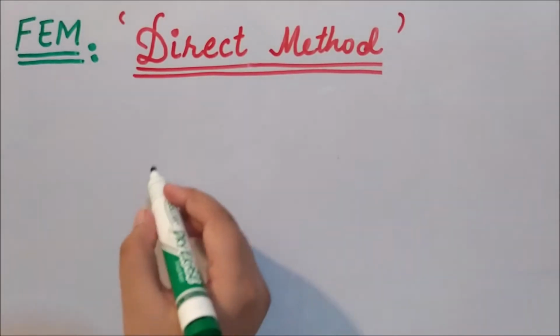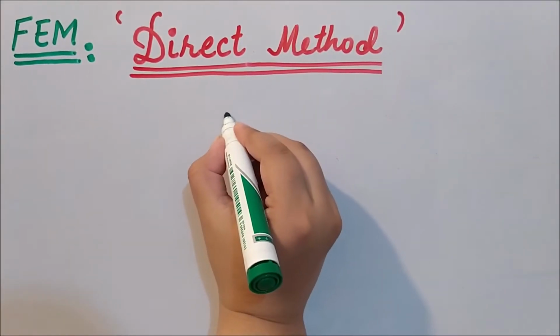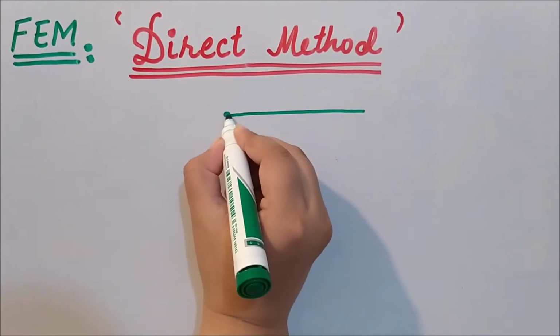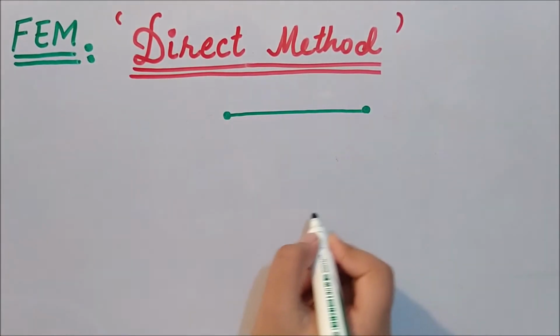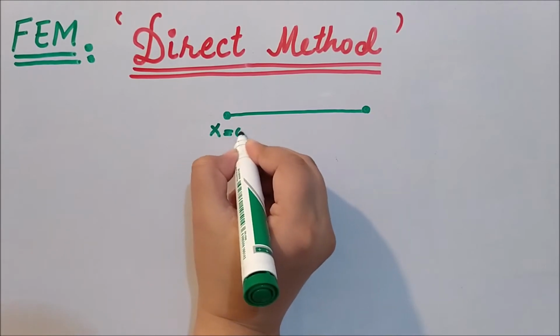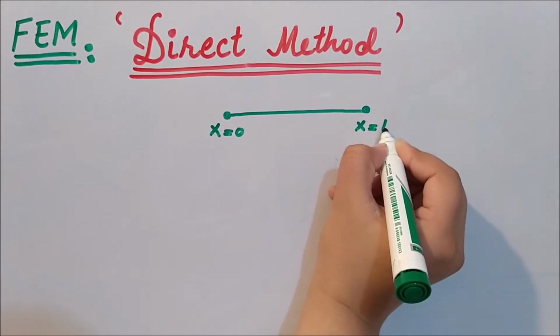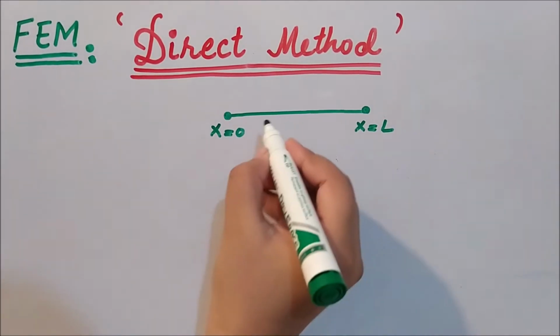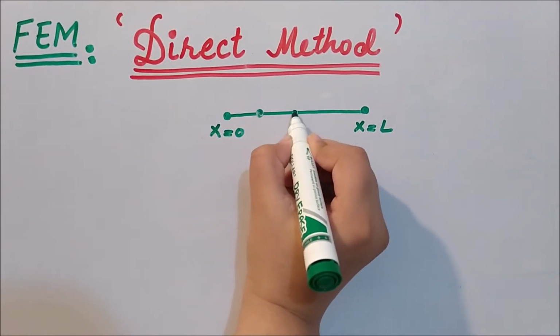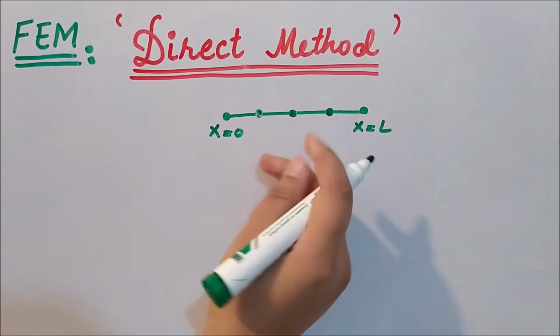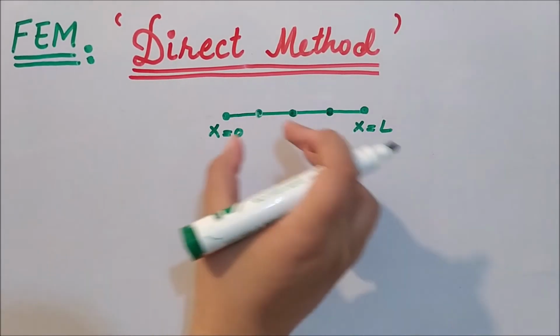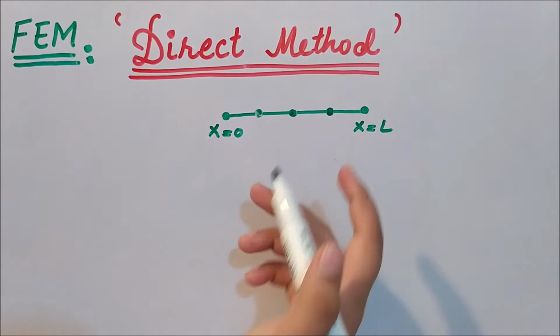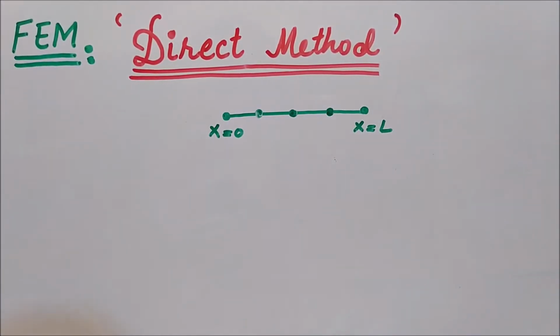Let's draw a simple bar in one dimension, started from 0, having length L. This is the actual continuum. This is the bar. Why am I using the word continuum here? Because this can be represented as the assembly of interconnected elements, finite elements.